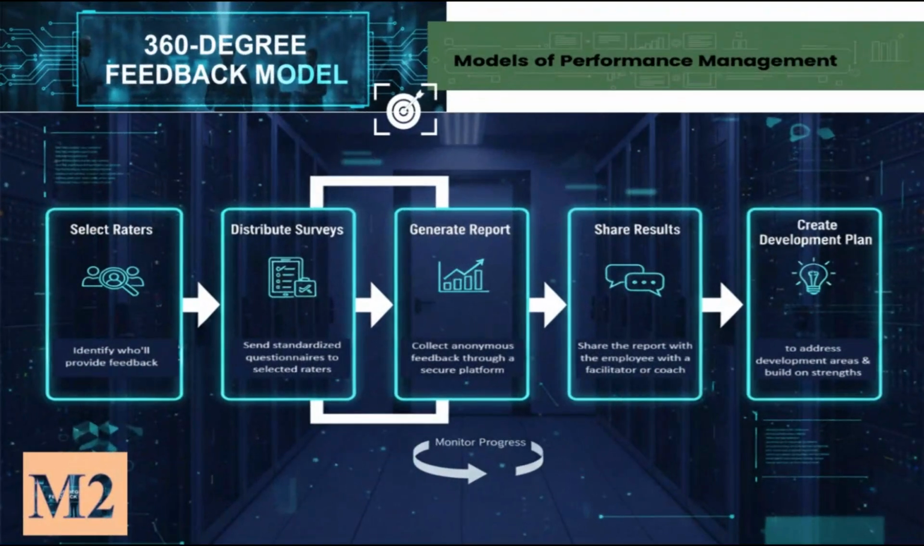It's typically done by identifying who will provide the feedback. This is through selecting raters. Now distribute the surveys by sending standardized questionnaires to selected raters, which is usually done online. After distributing these surveys, we gather the feedback through a typically secure platform, and then we generate a report by compiling the results into a feedback report, highlighting the strengths and the development areas. And then we share the results with the employee, together with a facilitator or a coach. And finally, in order to address the development areas and build on strengths, we create a development plan.